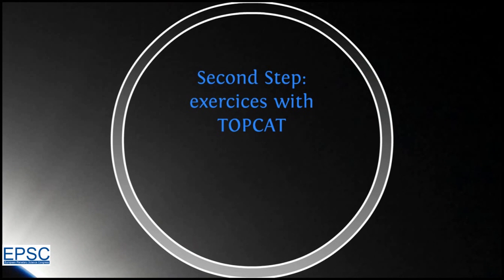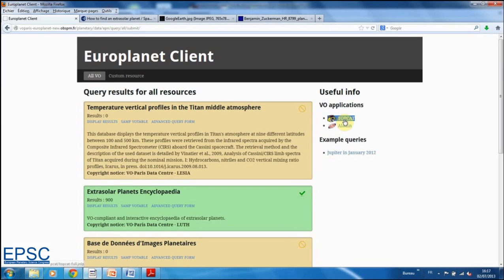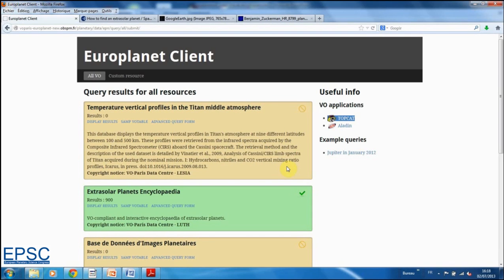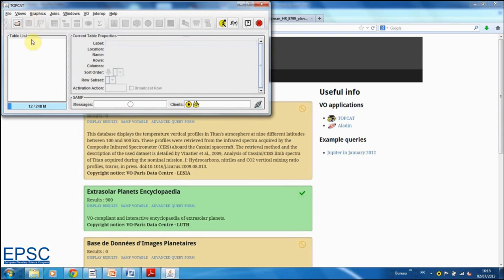Secondly, we intend to display exoplanets data. We will use TopCat, a client well adapted to this task. By clicking on TopCat here, the program will start. We authorize it to start and the TopCat window appears.